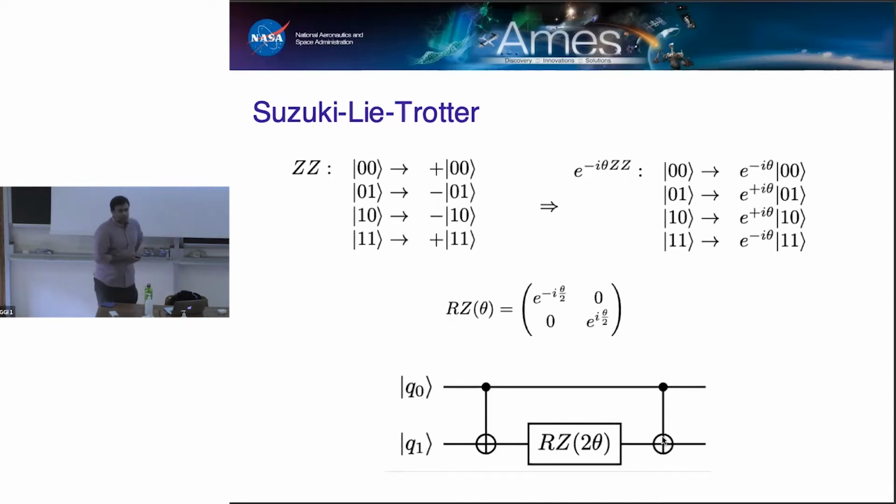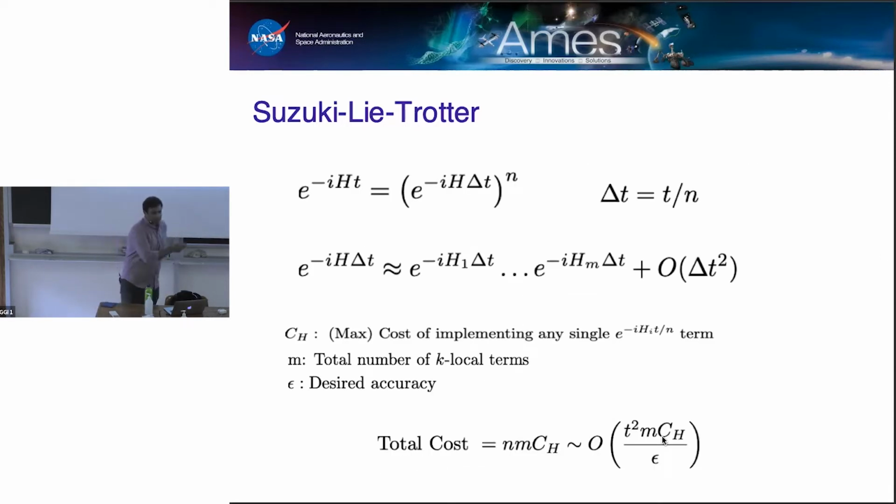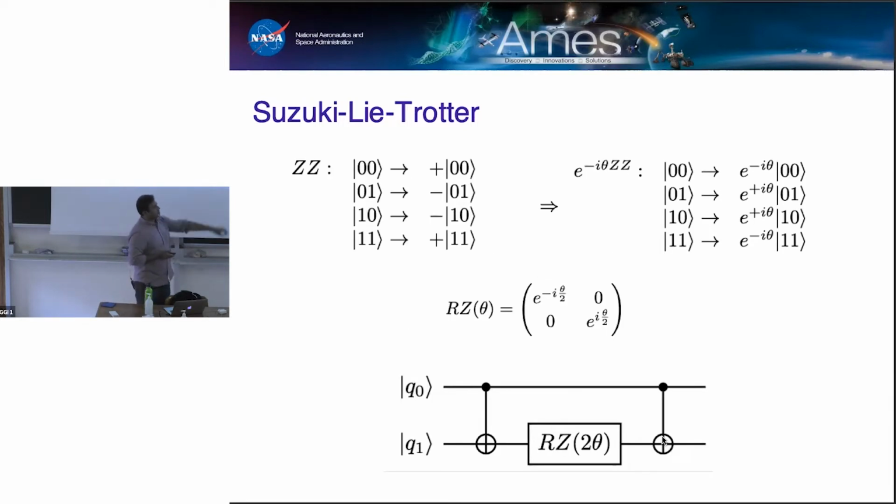So let's take a look at how we're actually going to implement each one of these exponentials. I'll start off with a very simple example, the term ZZ. Remember that the computational basis is the basis in which the Pauli operator Z is diagonal. So 0 is the +1 eigenstate of Z and 1 is the -1 eigenstate of Z. So ZZ acting on these computational basis states simply produces these particular phases on those states. And so e to the -i theta ZZ produces these particular phases.